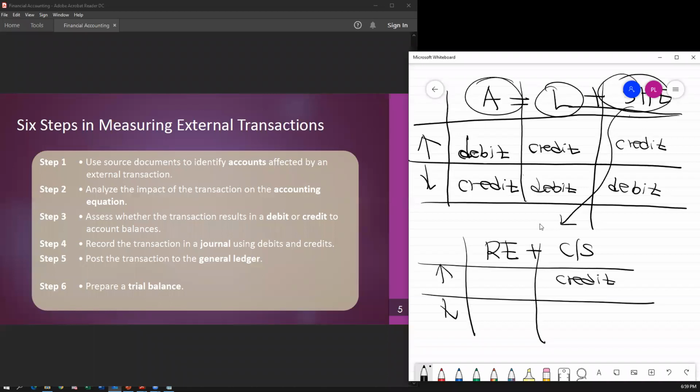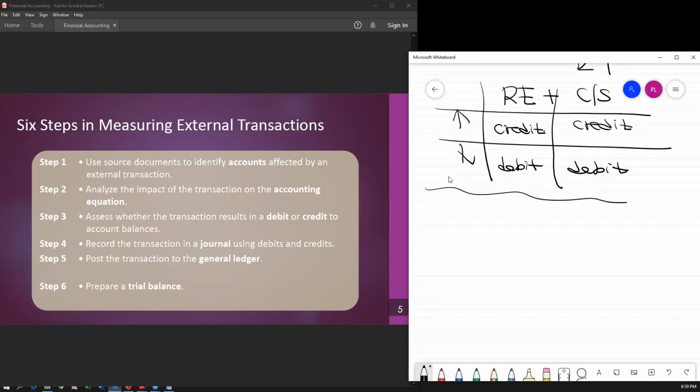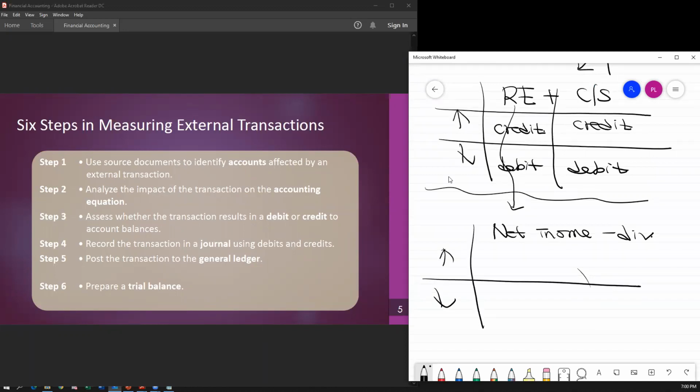Okay. And similarly, when we want to increase retained earnings, we're going to credit retained earnings. When we decrease retained earnings, we're going to debit retained earnings. Common stock, debit common stock, okay? Now going even further as a variation, this retained earnings we can break down even further. So that's net income minus dividends, okay? So when we increase or decrease, okay?